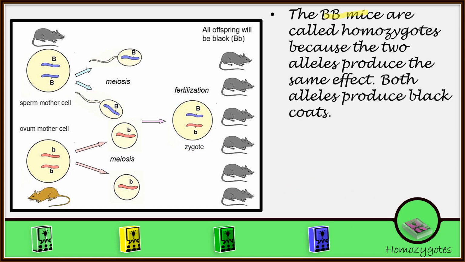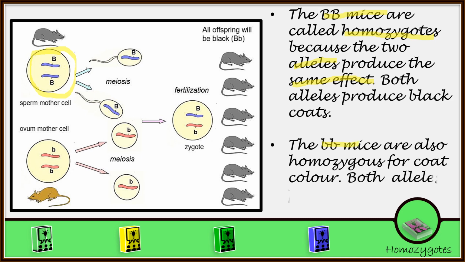Capital B capital B mice are called homozygotes because the two alleles produce the same effect. Now here, these ones we are going to call homozygous, or homozygotes, because the capital B allele and capital B allele have got the same effect on the coat color.